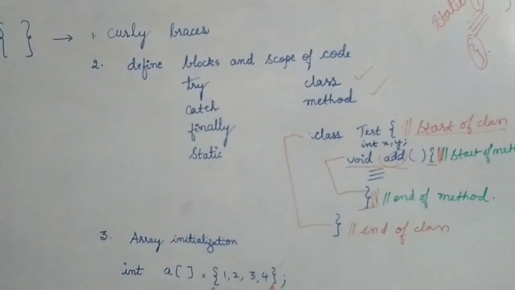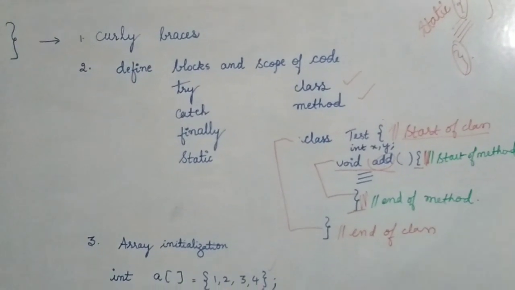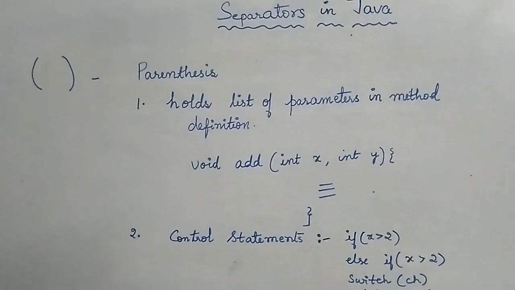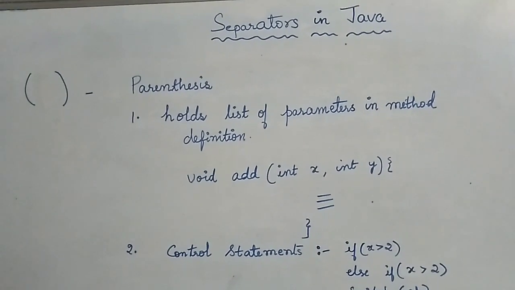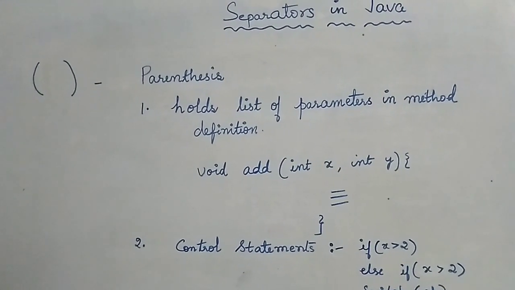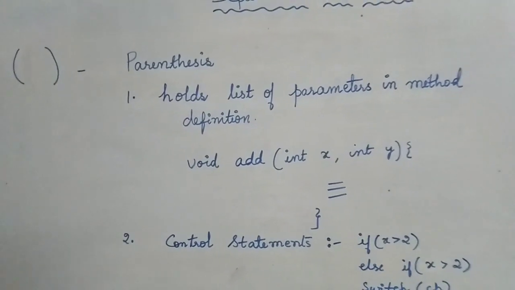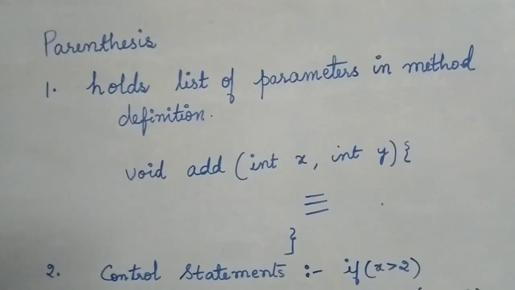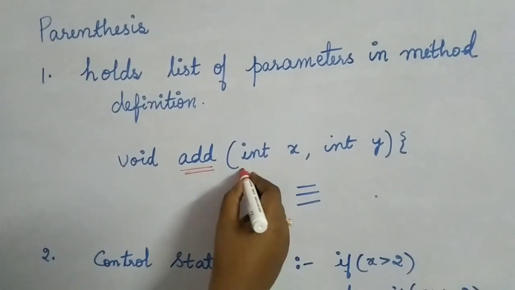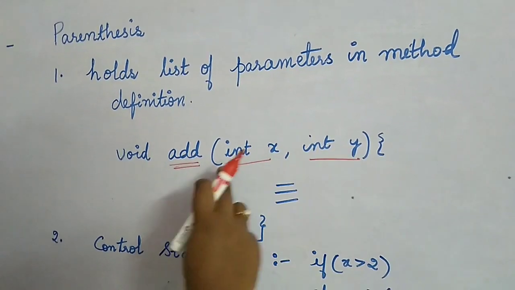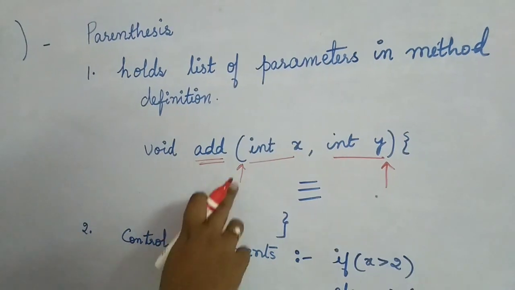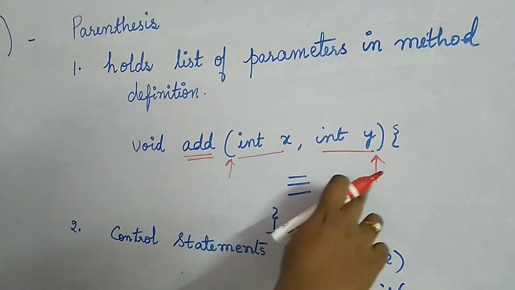We'll see parentheses now. The next separator is parentheses. It is also called round braces. The use of parentheses is to hold the list of parameters in a method definition. I gave you an example over here, so you can take a look at it. This is the method name and these are the parameters, and these parameters are held inside these braces. These are called parentheses or round braces.